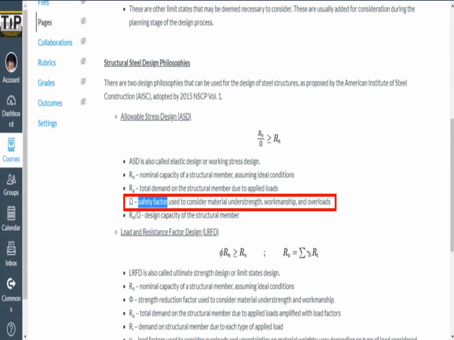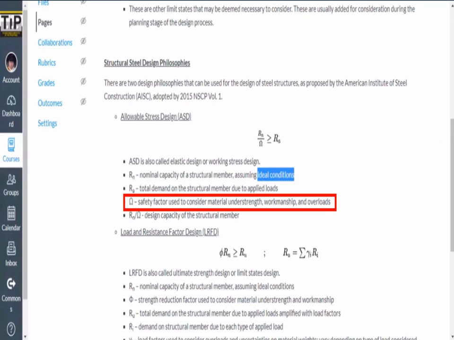If we remember, this nominal capacity depends on ideal conditions. So, meaning, the material property is consistent, the section property is consistent, the workmanship of the structural member is perfect, no initial damage, no imperfections. However, in reality, it doesn't go that way.